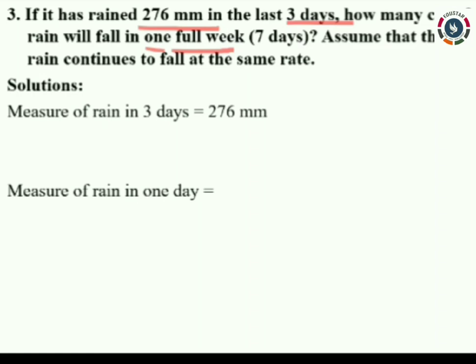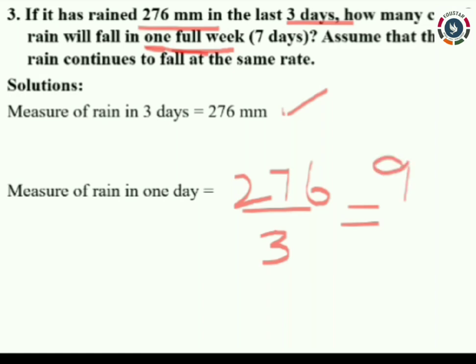First you have to write the given data. For 3 days rain is 276 millimeter. Unitary method means first you have to find the value of one unit, right? Your question is for one full week, that is 7 days, right? So now I am going to find for 1 day. Here rainfall is unknown, number of days is known, right? For 3 days the rainfall is 276 millimeter. Do cancellation, both will cancel in the 3 table, right? So 9 3s are 27, remaining 2. So the measure of rain in 1 day is 92 millimeter.